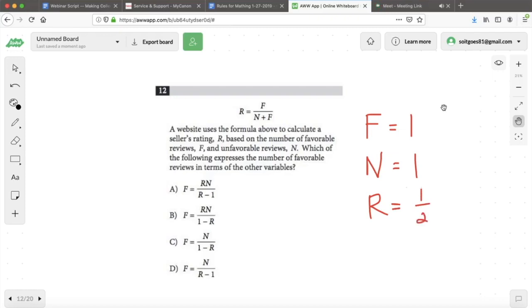I don't like dealing with fractions. We could avoid it, that'd be great. But I don't think there's any way to avoid fractions other than plugging in a 0 for N, and then we're not going to be able to eliminate any of the answer choices, because if N is 0, all the answer choices are going to give us a 0 in the numerator. So that's not going to work out. All right, so we know when F is 1 and N is 1, R has to be 1/2.